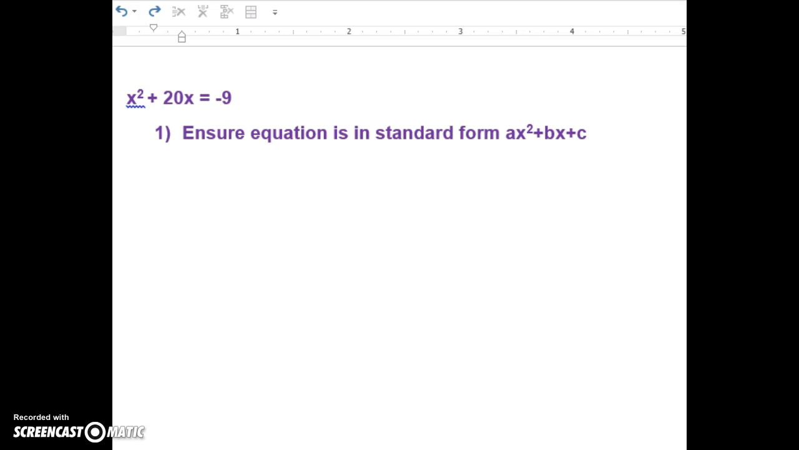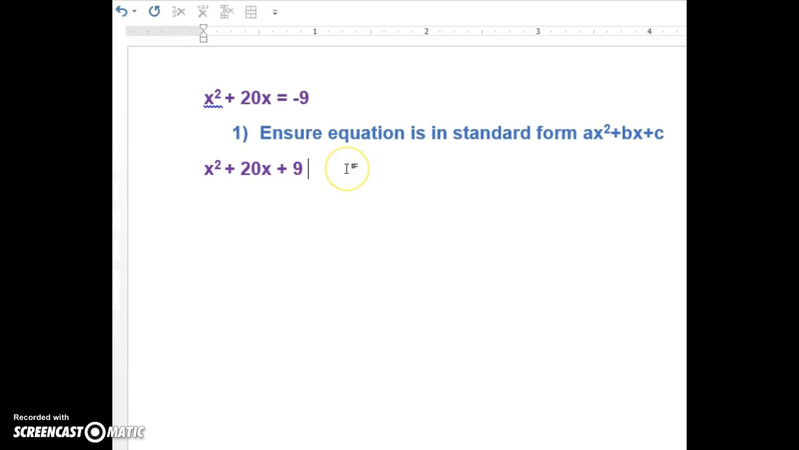In this case, we do not have all terms on one side of the equation, so we need to get it in standard form before we can start to find the solutions. To do that, we need to get all terms on one side by using inverse or opposite operations. The -9 can be moved to the other side by using the inverse, which would be adding 9 to both sides. Once you have all the terms on one side, set your equation equal to 0, and then we can begin to find the solutions.